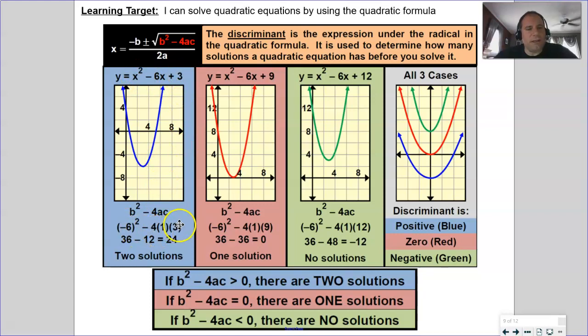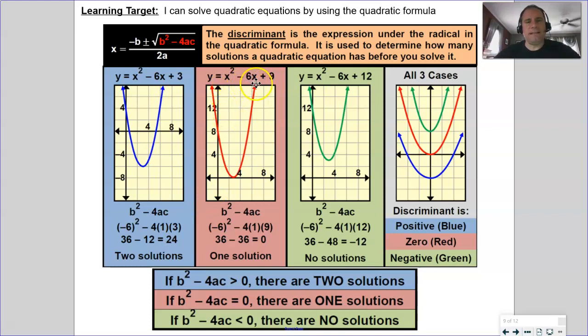So you put this into your calculator, just like that, and you will get 36 minus 12, you'll get 24. You don't have to take the square root of it. It's 24. It's greater than 0, so that's two solutions. Let's take a look at this one.